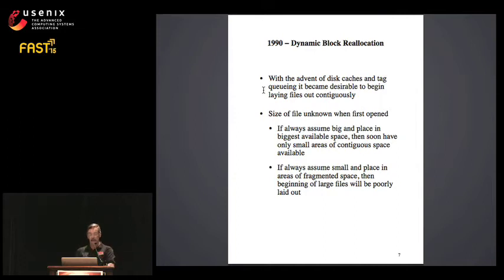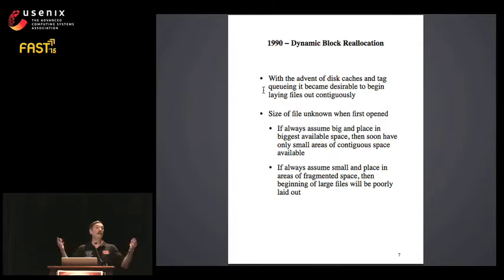All right, so now 1990 rolls around, and we decided to do this thing called dynamic block reallocation, which is a fairly simple thing to implement and proved to be quite effective, but was not widely picked up. And I've never really quite understood why that is. I mean, it's been more or less superseded with the newer style of file systems now, but for a very long time, it was sort of the secret that made UFS, FFS work so well. So sort of lay out a little bit about it here. Once we started having disk caches and tag queuing and so on, it really became desirable to do absolute contiguous file layout.